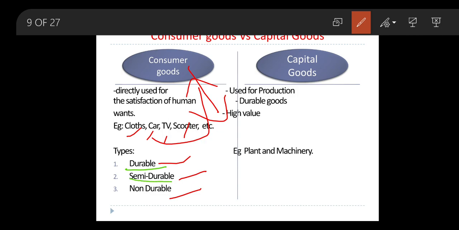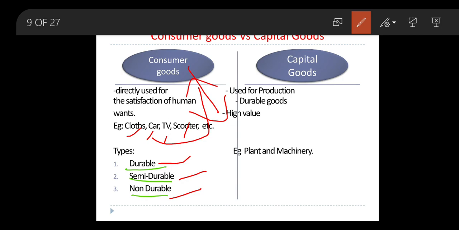Number two, semi-durable. These are those goods which can be used for at least 1 year or slightly more than that. For example, like clothes, plates, etc. Number three, non-durable. These are goods which are consumed at one go, like chocolate, milk, biscuits. So these are non-durable consumer goods, and that's all about consumer goods.